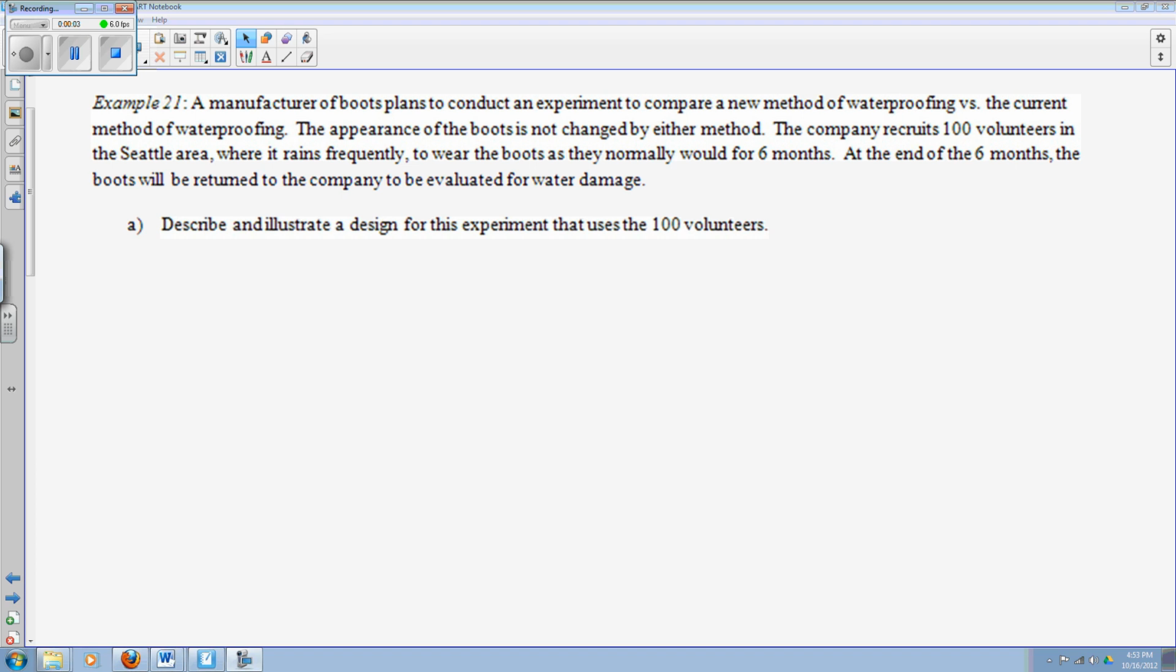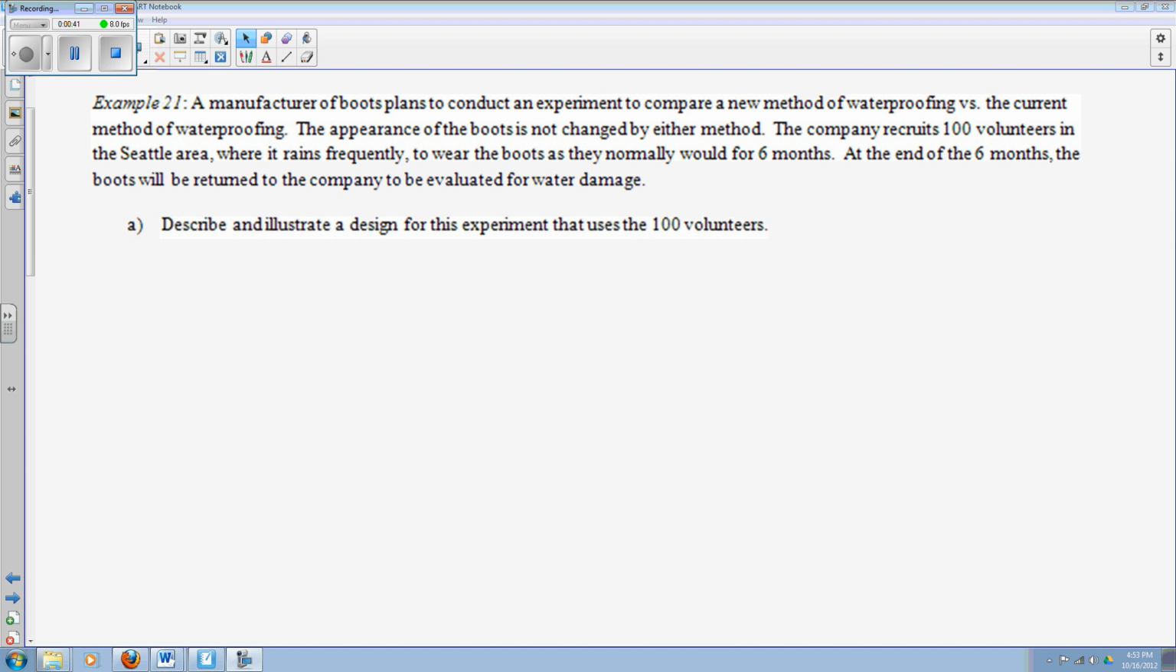Alright, welcome AP Stats. We are going to look at example 21, and this is talking about a manufacturer of boots that plans to conduct an experiment to compare a new method of waterproofing versus the current method of waterproofing. The appearance of the boots is not changed by either method. The company recruits 100 volunteers in the Seattle area, where it rains frequently, to wear the boots as they normally would for 6 months. At the end of the 6 months, the boots will be returned to the company and will be evaluated for water damage. So describe and illustrate a design for this experiment that uses 100 volunteers.